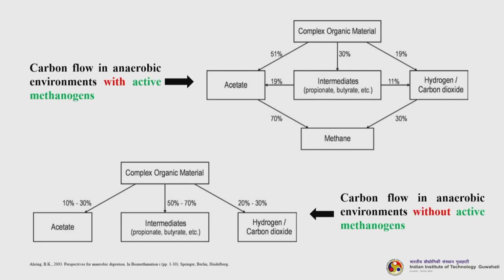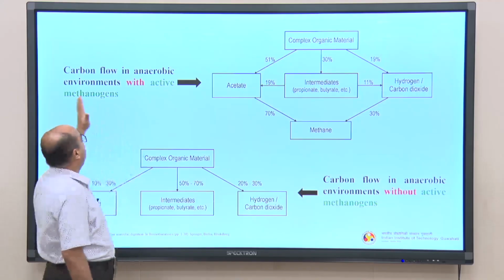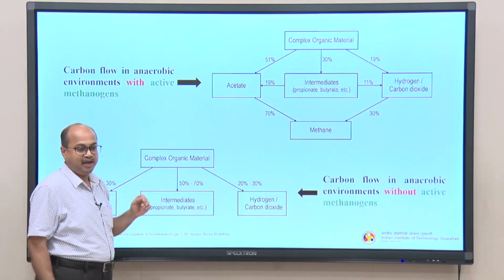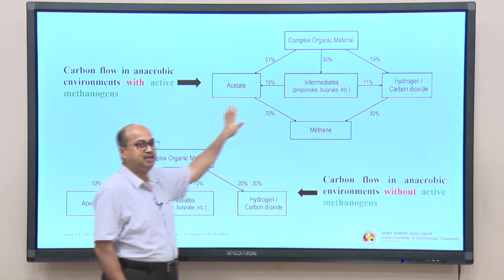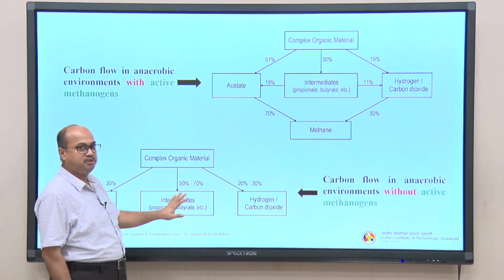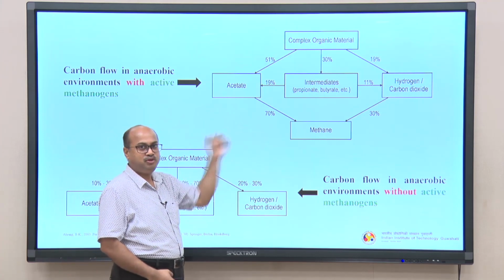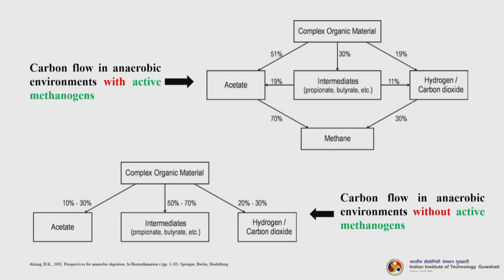So, this is again we will try to understand. This is a schematic representation of how the carbon is flowing in the anaerobic environment with methanogens. So, this is with methanogens, okay, and this is without methanogens. So, let us try to understand what is happening with the methanogens. When the complex organic materials are getting degraded in the presence of methanogens, then 3 things will happen. If you see this particular route from the left side, you can see 51% is getting converted through this route. So, the organic materials are degraded to acetate, and acetate is degraded to methane.